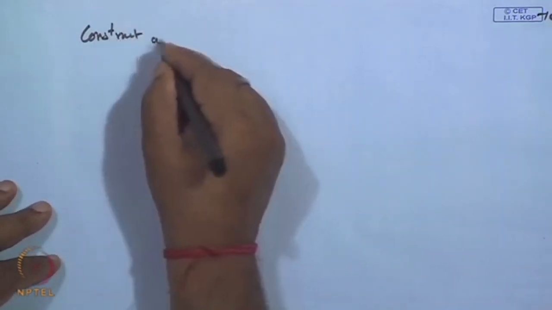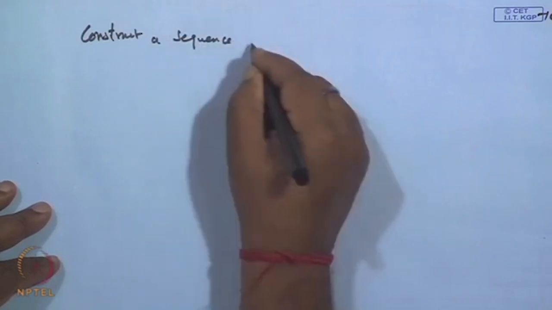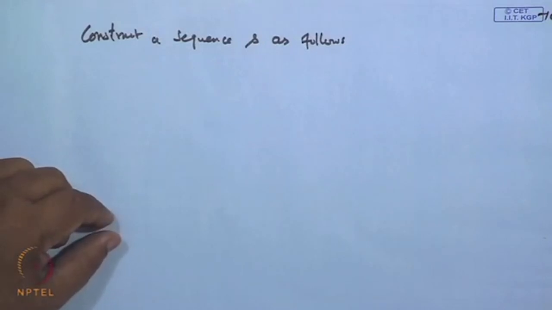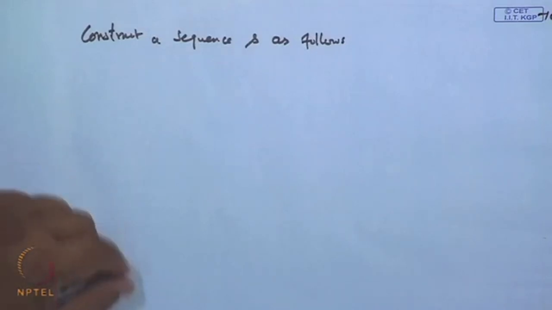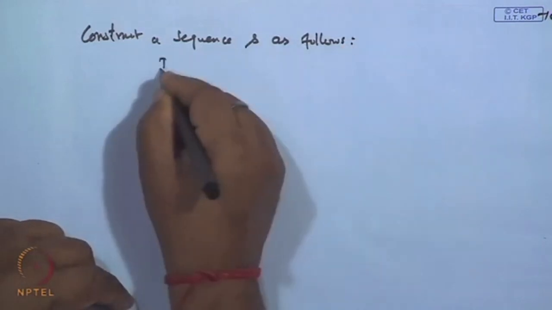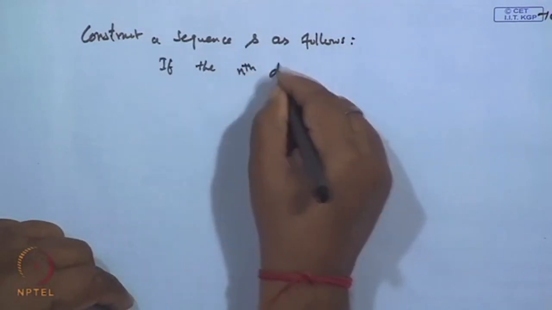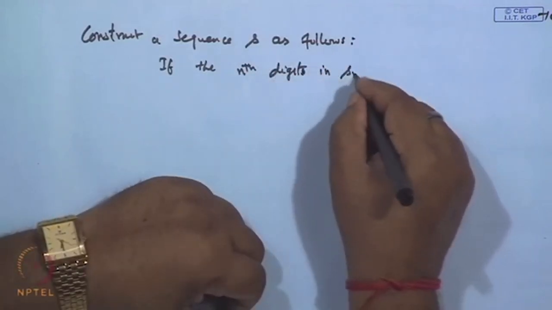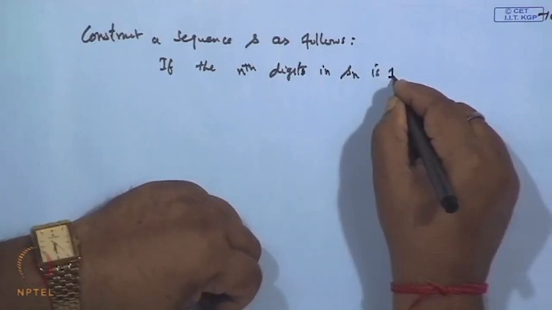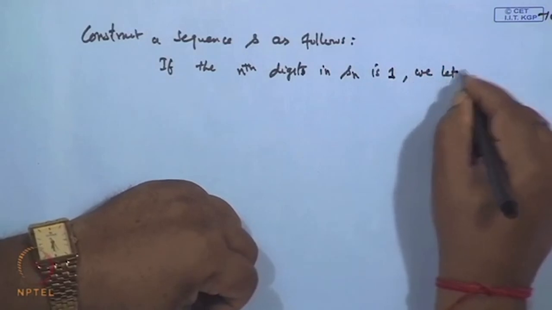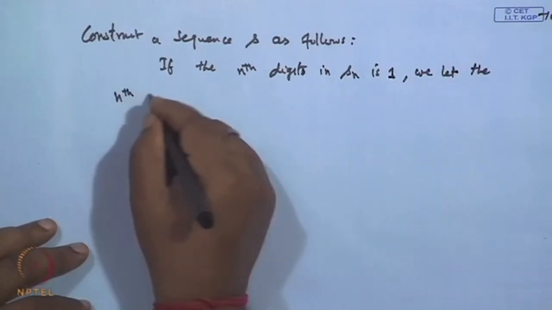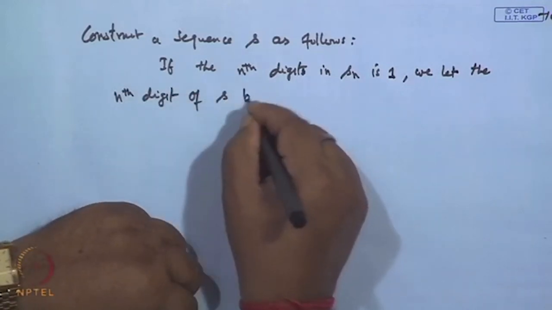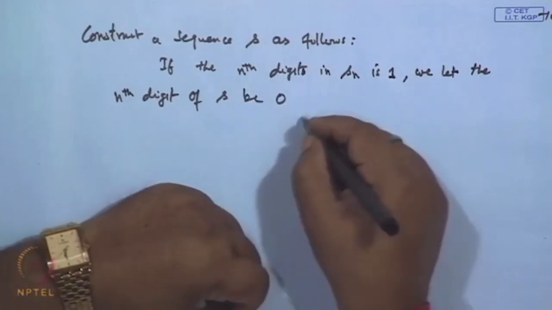Construct a sequence S as follows. The way we are constructing the sequence is that if the nth digit in Sn is 1, then we let the nth digit of S be 0, and vice versa.